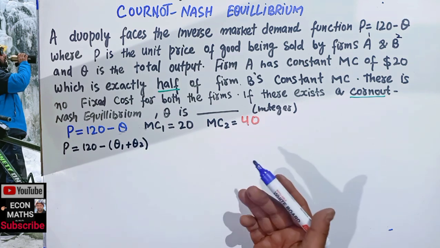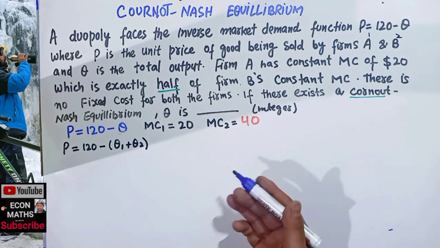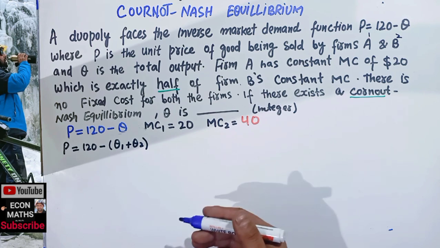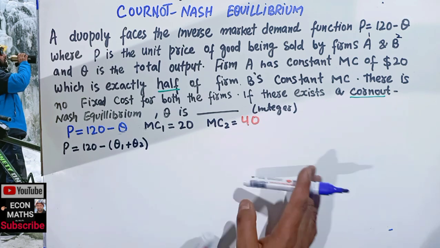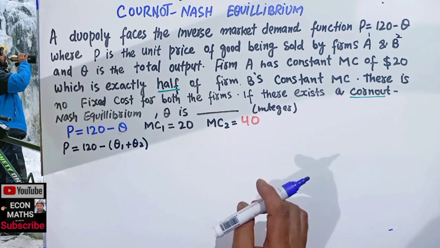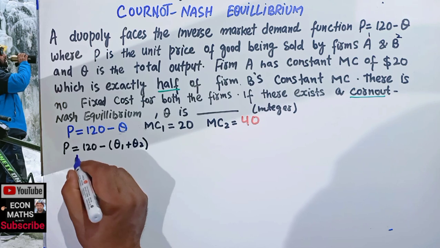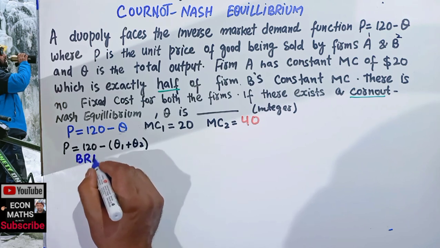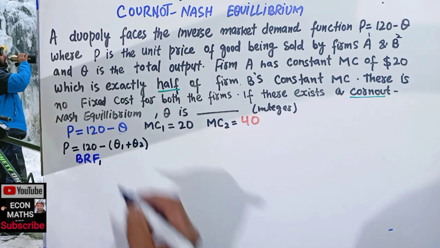Since we have two firms, this is a duopoly model, and we have the Cournot problem here. To solve for the Cournot Nash equilibrium, we need to find the response functions of each firm, that is, the best response function of each firm. How do we find the best response function of each firm? Let us first calculate the best response function of firm 1, which is firm A.